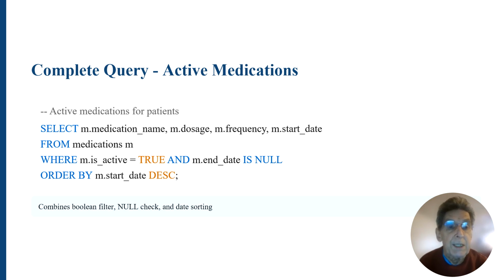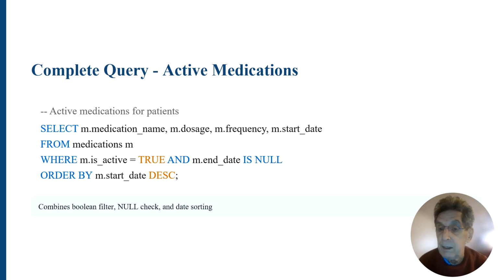Here's a complete example query. This query finds active medications. It combines concepts we've covered. We're selecting medication name, dosage, frequency, and the start date. The where clause has 2 conditions joined by and. Is active must be true, and the end date must be null. Both conditions indicate the medication is currently being taken.